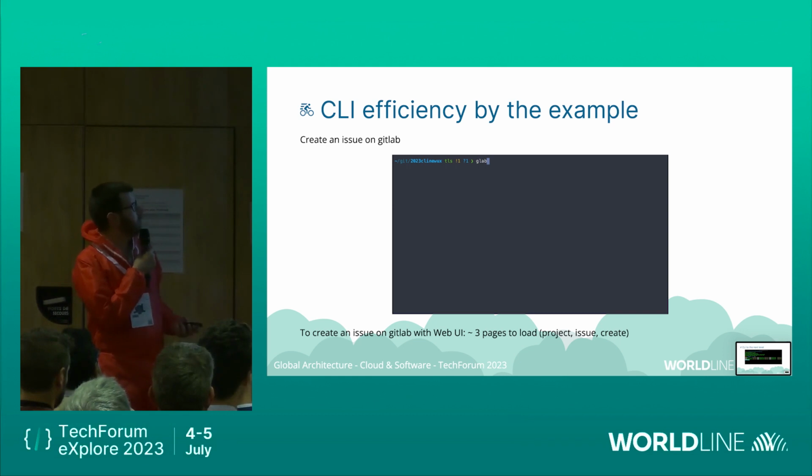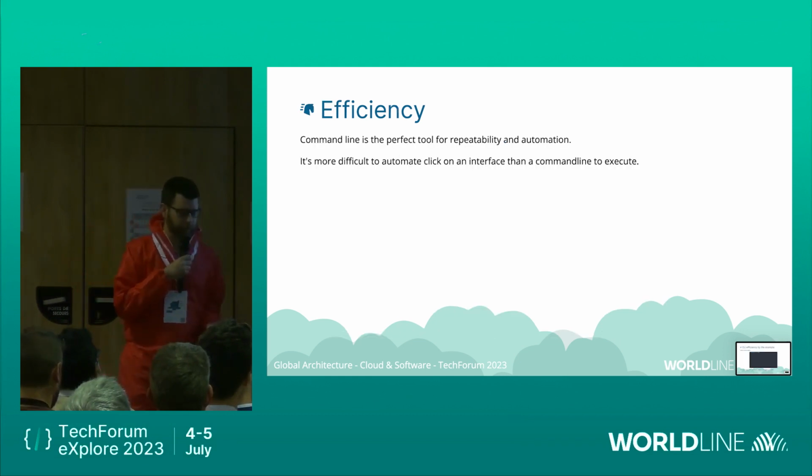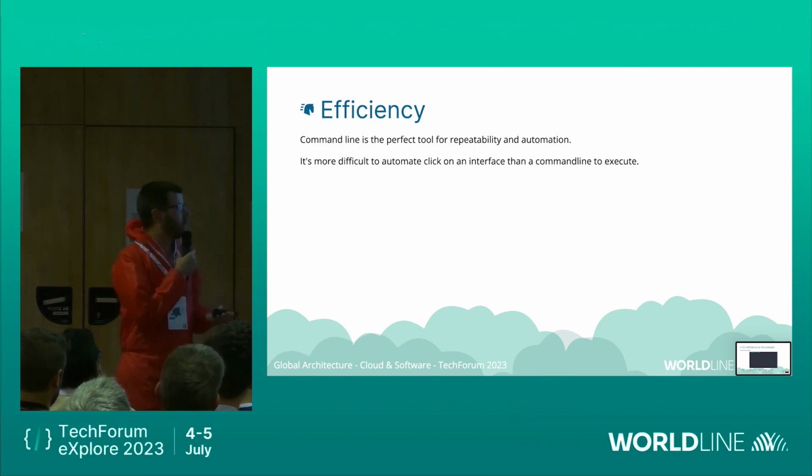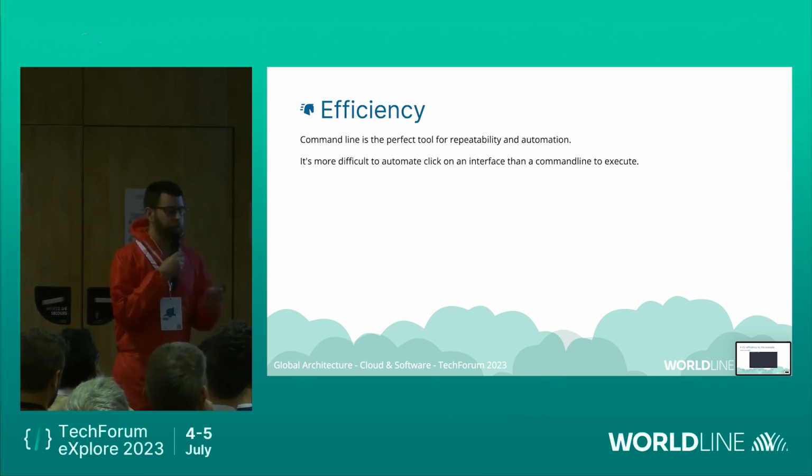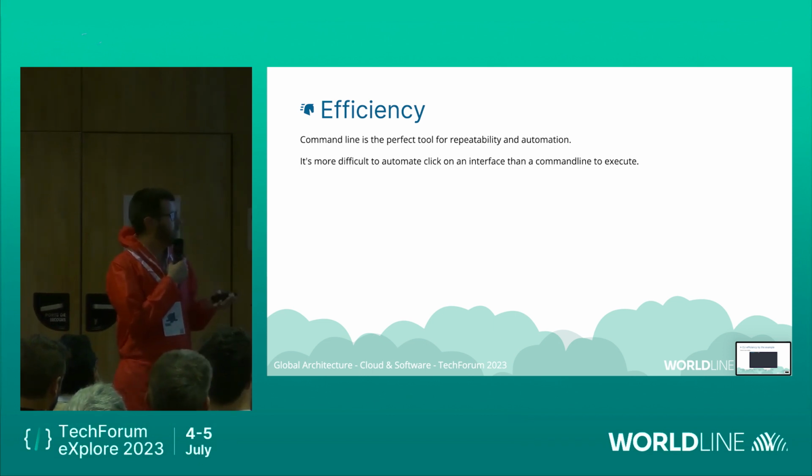If we continue with the efficiency, of course, command line is the perfect tool when you need to automate something. For example, if you need to repeat the same action every day, every hour, or if you need to automate a bunch of things each night, it's very complicated to automate a click. Of course, you have good tools like Selenium, AutoKey or things like that, but it's very easy to copy, paste text and to execute it as a frequency unit.